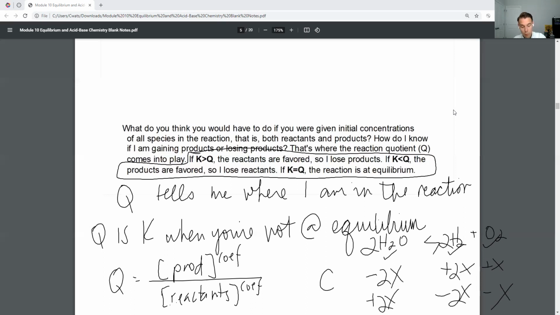So please make sure that you're working on your practice, because we're going to use RICE tables in another context later on in this module. When we get into acids and bases, we're still going to use those RICE tables. So it's very important that we have an understanding of how they work now. Make sure you work on that practice for the homework assignment. If you have any questions, please make sure you ask, and I will see you later.